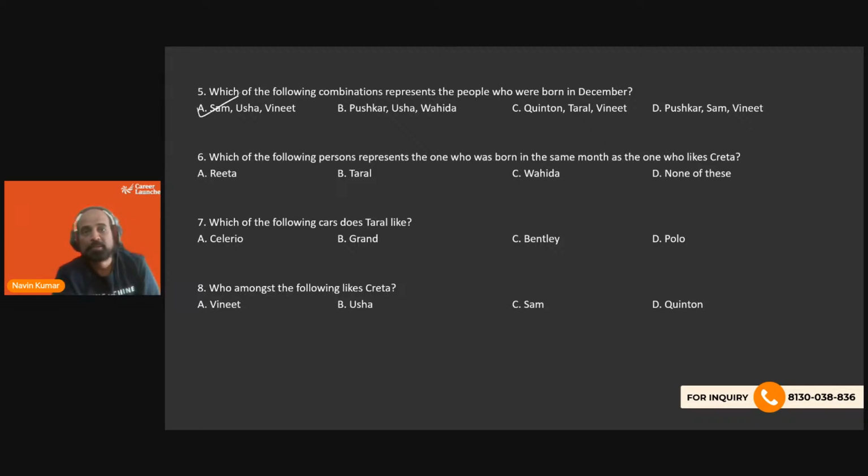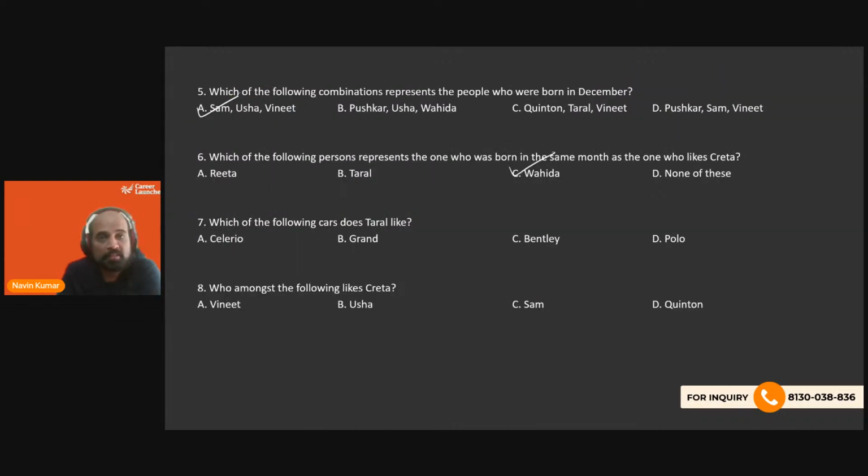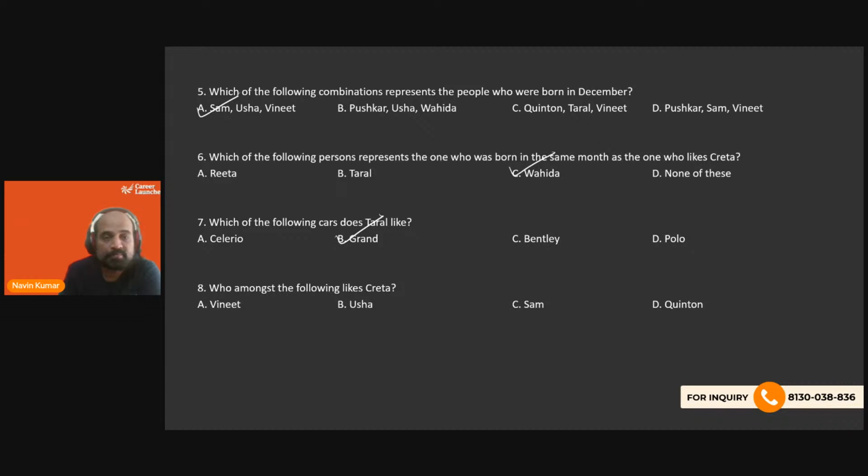Which of the following persons represents the one who was born in the same month as the one who likes Creta? Now, Creta is liked by Q, who was born in April. So the next person is going to be W. So, Wahida. Which of the following cars does Taral like? So we go to T, check out his car type. It's Grand. And then who amongst the following likes Creta? So Creta is liked by Q, who is going to be Quinta. Option D. Another set, which hardly took us 7 to 8 minutes.